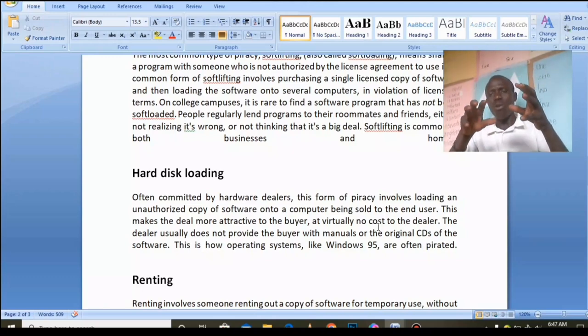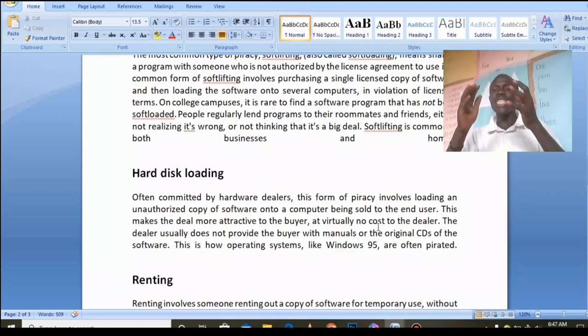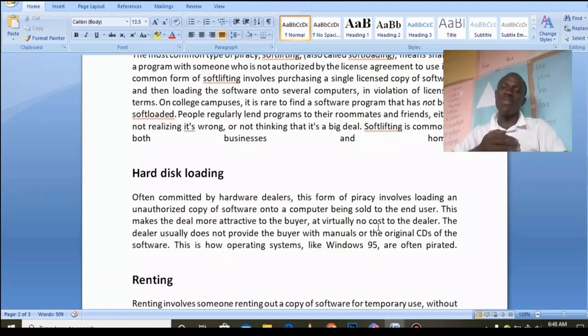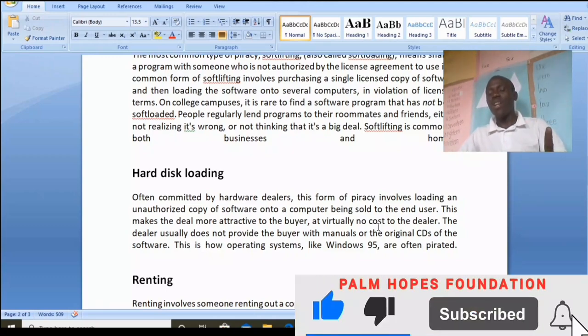So what are they trying to say here? They are telling you that sometimes when you buy a computer, you find that it already has software on it, but they don't give you the original copies of that software, that is, the CDs. You just get soft copies, and in using those soft copies, you are accessing the software, yet you are an unauthorized user. So that is what they mean by hard disk loading.